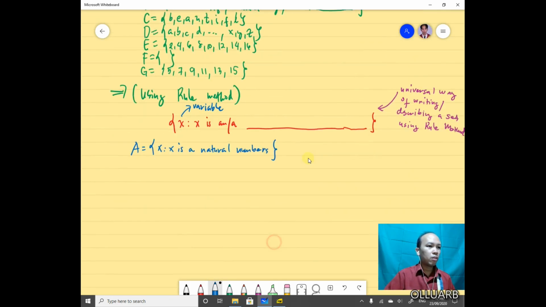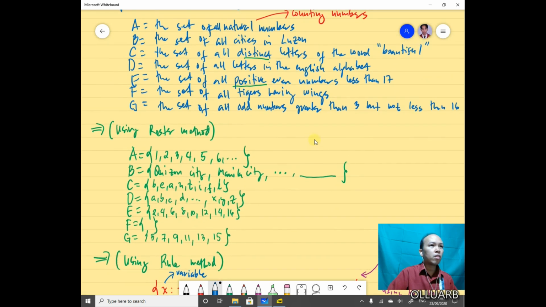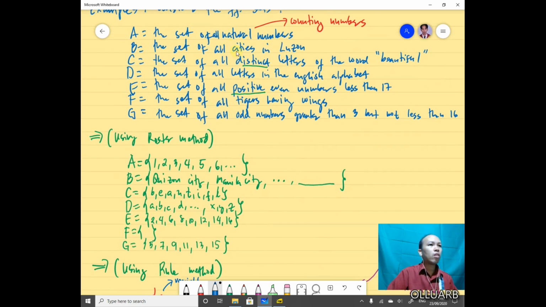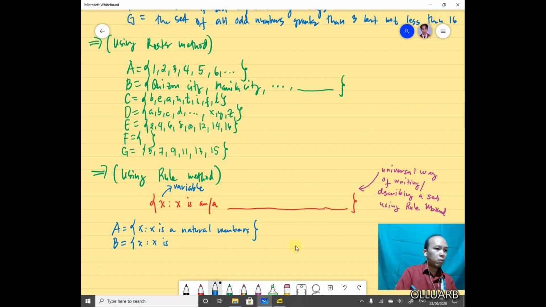So for letter B, with the same notation, we will use this universal way of writing or describing a set: the set of all x such that x is, as you can see, is it a vowel or a consonant? A consonant, so therefore we will use a. So the set of all x such that x is a city in Luzon.